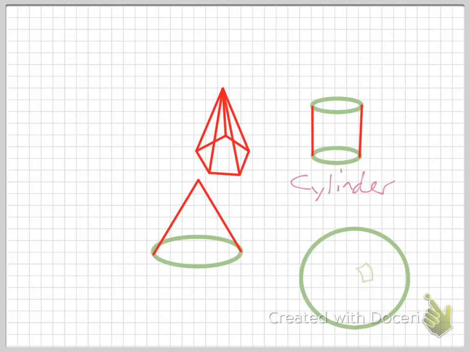How many faces does a sphere have? Just one big face, right? There's no vertex, there's no edge. It's just one big face. Does that make sense?